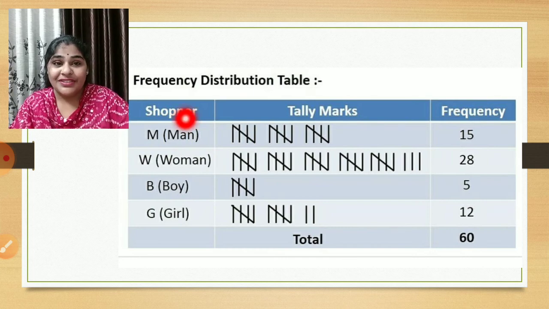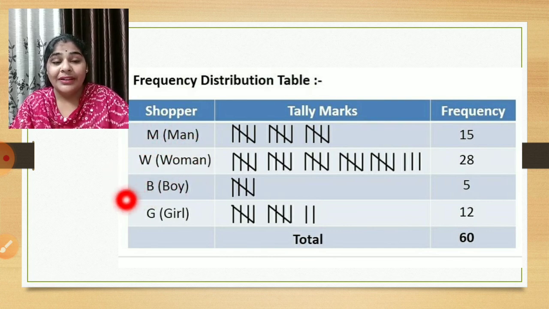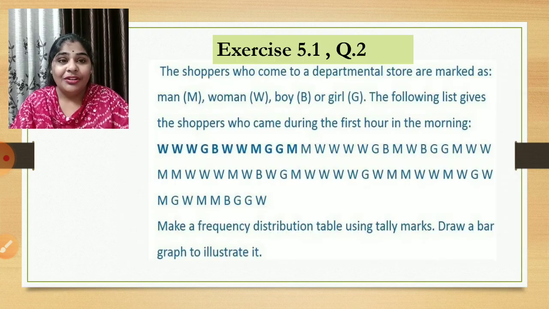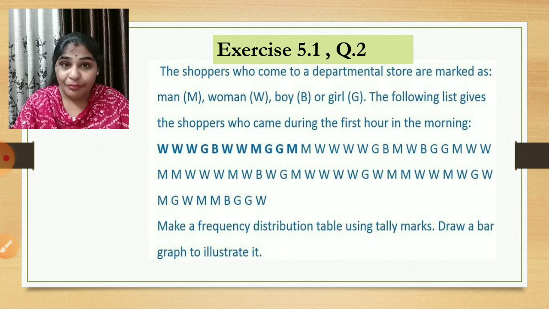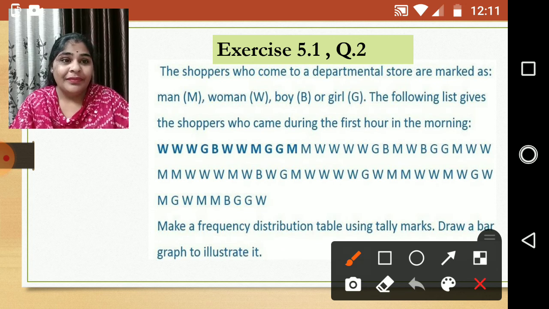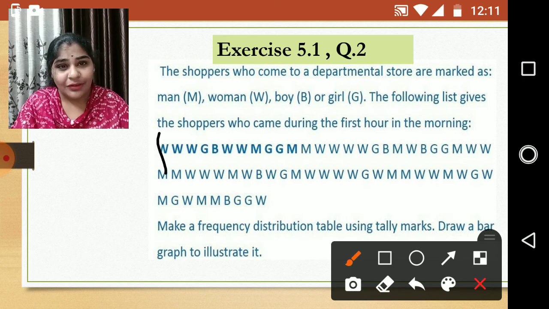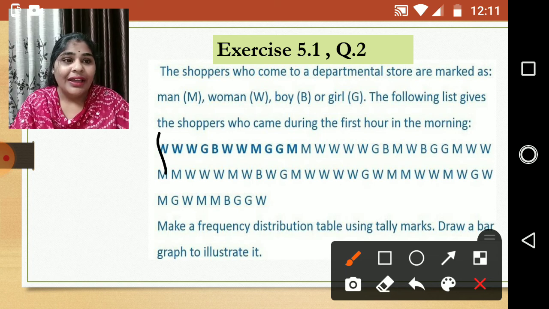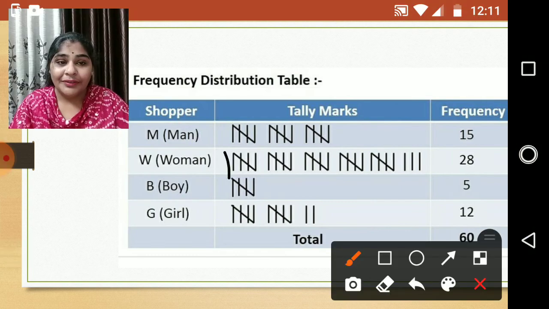So the first column you can see is of shopper, that is M for man, W for woman, B for boy, and G for girl. The next column will be for tally marks, and the last column will be for frequency. Now, it will be very difficult if you keep on searching. So first make the columns, right? And now suppose the first is W. You will take a pencil or anything, you can just cut that W and go back to your table, and wherever there is W, draw a line.